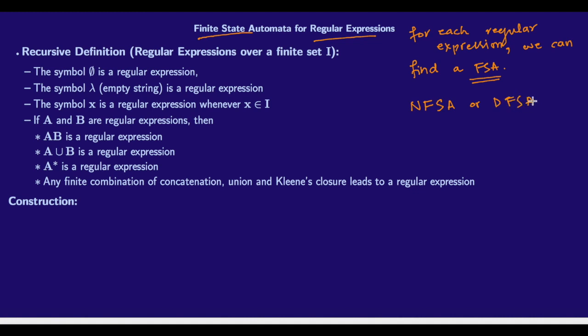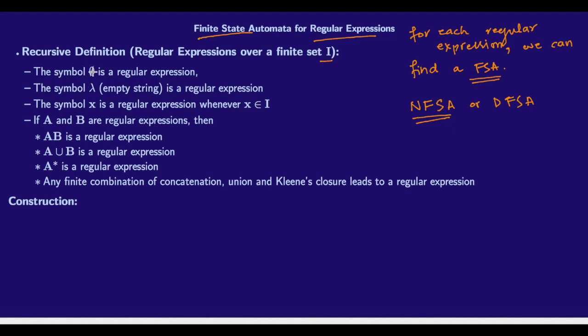We also know that if we can generate a non-deterministic finite state automaton, we can also convert it into a deterministic form, because we have already seen that any non-deterministic finite state automaton has an equivalent deterministic finite state automaton. Okay, so let's start. What is the definition of a regular expression? Regular expressions over a finite set I are defined as follows.